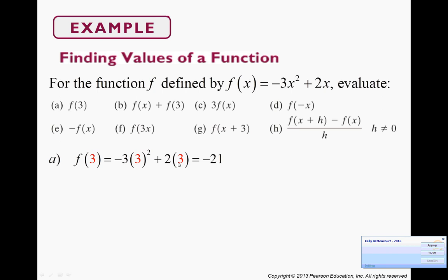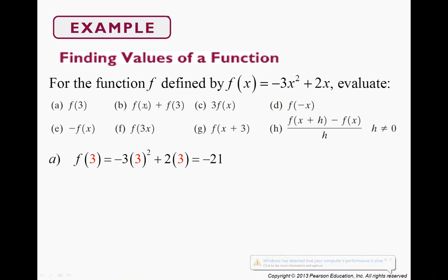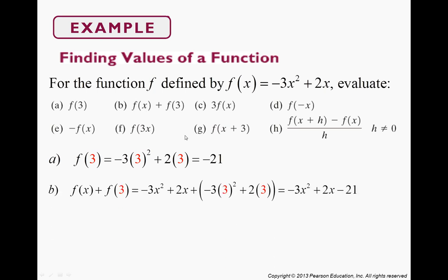is negative 21. All right, for the second one, we're going to take our f of x function, this whole thing, negative 3x squared plus 2x, and then take the function value that we calculated here, f of 3, and add it to our original function. So f of x is negative 3x squared plus 2x. And remember, we just did this operation here. This is negative 21. So my original function plus f of 3 is negative 3x squared plus 2x minus 21.